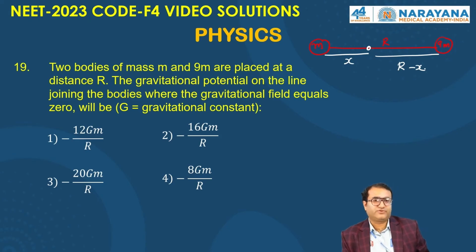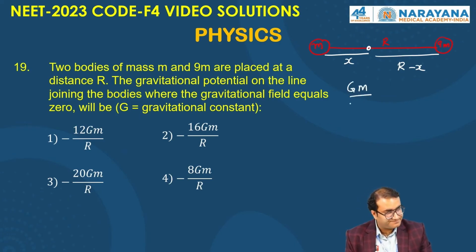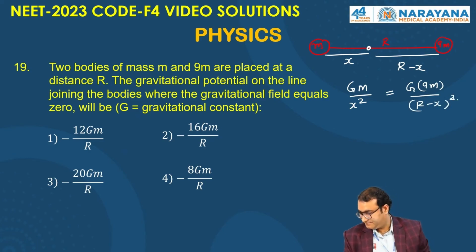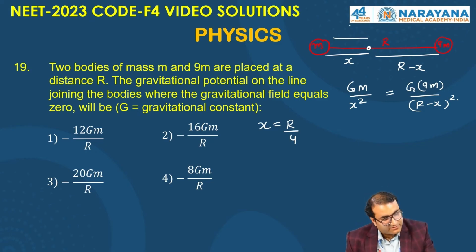Gravitational field intensity due to both should be equal and it will be in the opposite direction. So simply I am equating GM by x square is equal to G of 9m by r minus x whole square. From this, we'll get the value of x, and x will come out to be r by 4 after solving this. Now we can find potential. This distance is r by 4 and this distance is 3r by 4.